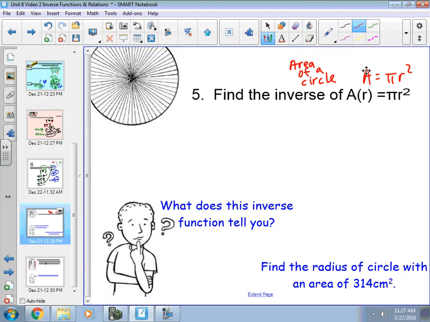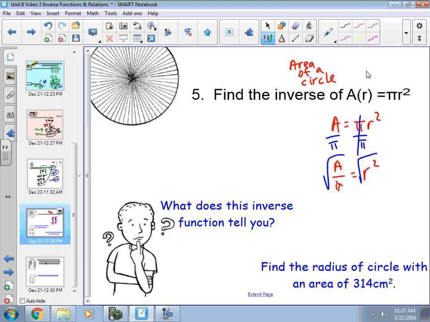So how do we get r by itself in this problem? Well, first thing we want to do looks like is divide by pi. Get that pi out of there. So now we got area divided by pi is equal to r squared. How do we get rid of power 2? Remember, the inverse or opposite of that is the square root. So square root both sides. And now this side's just plain old r, and r is equal to the square root of area divided by pi. So that would be the inverse.